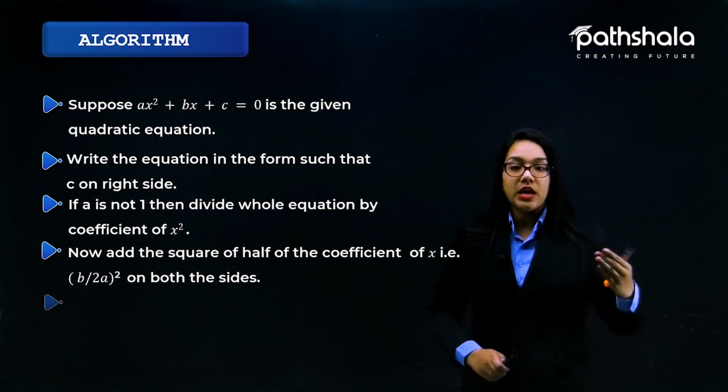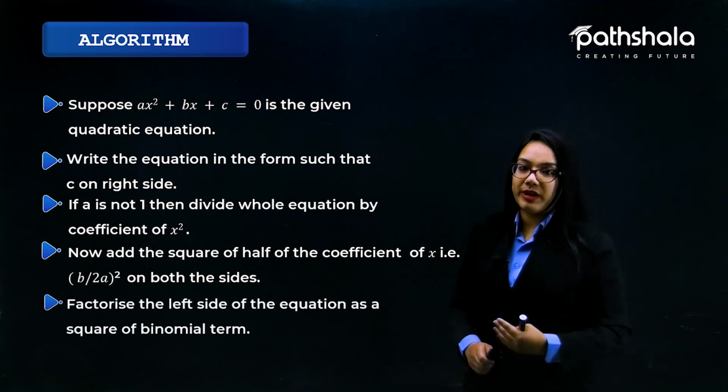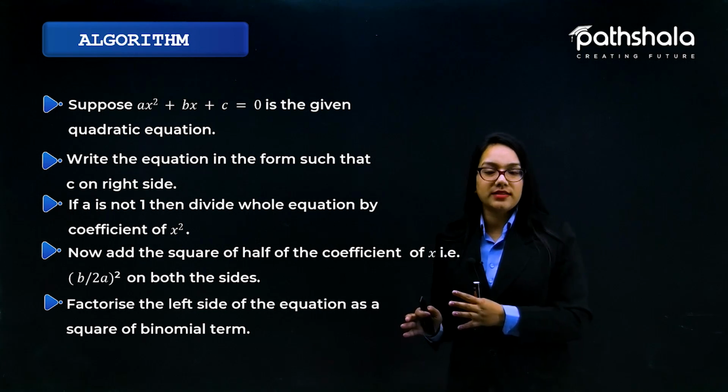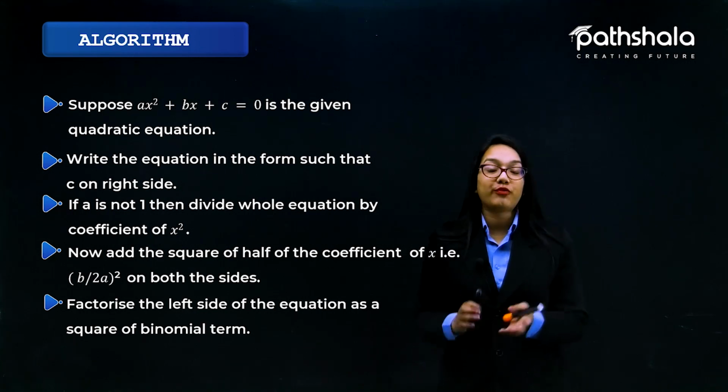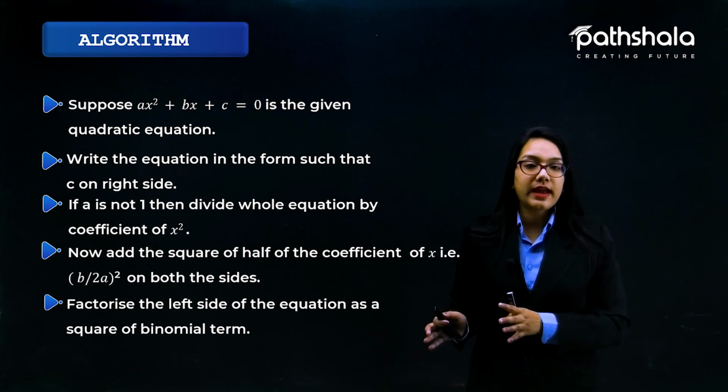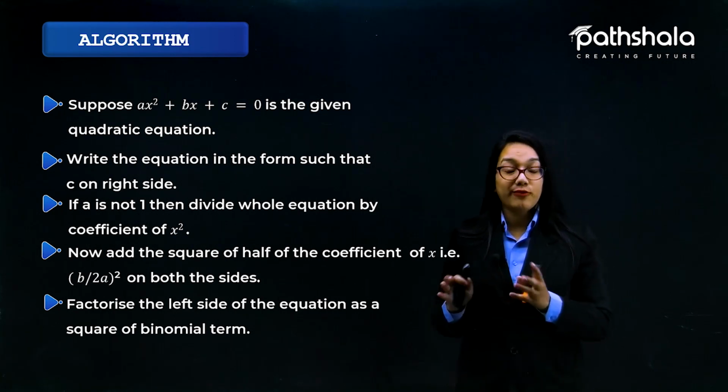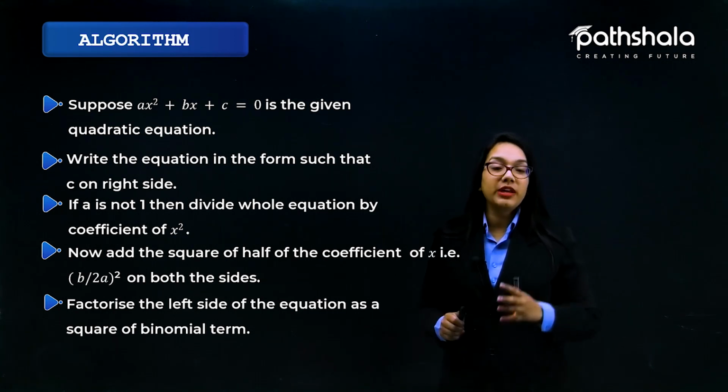on both the sides. Now further, the next step would be to factorize the left side of the equation as the square of the binomial term. So we have to factorize, because on the left hand side we can form a square of a binomial term.